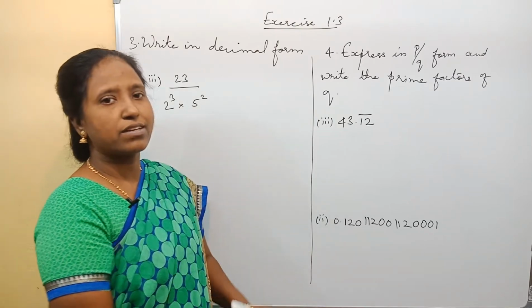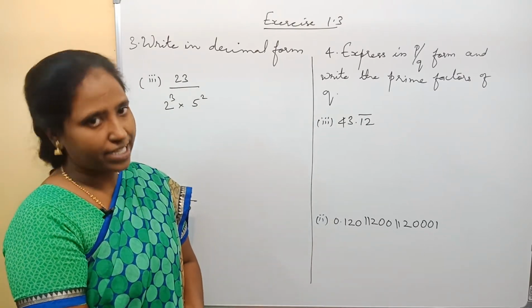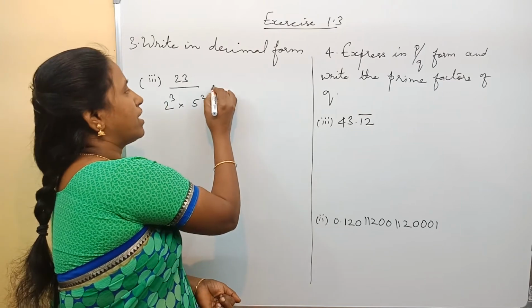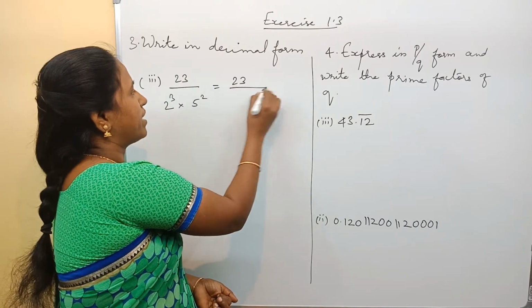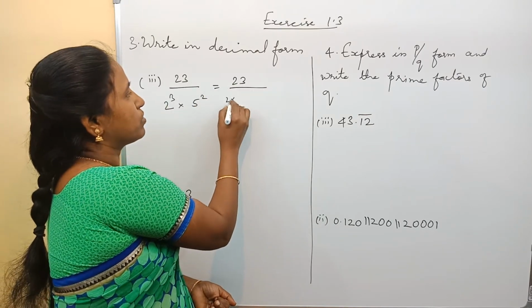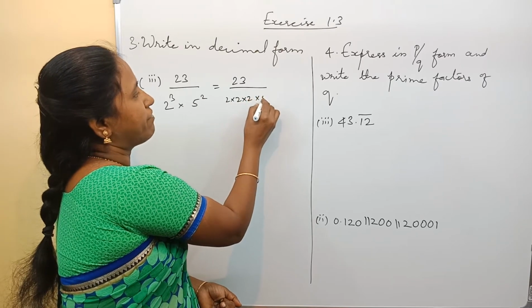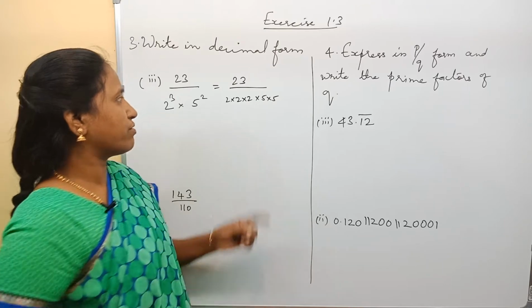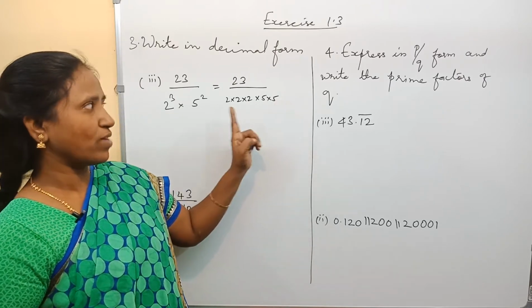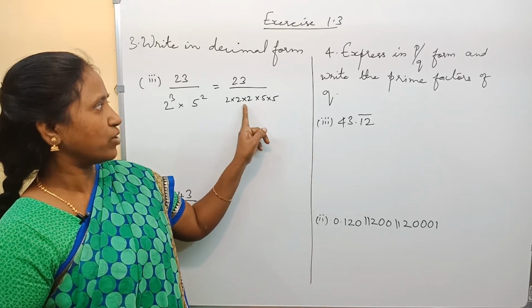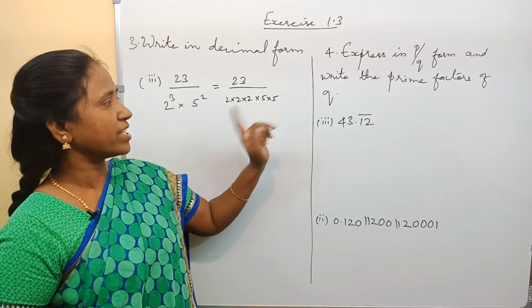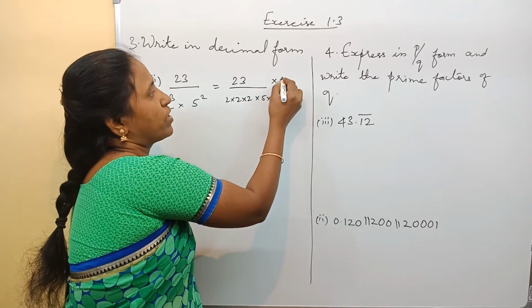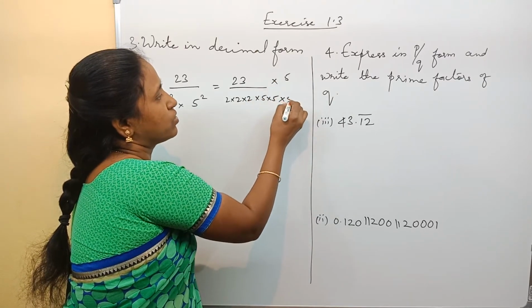We know the decimals are completely dependent on tens. So here we have 23 and here we have 2 into 2 into 2 and 5 into 5. 2 cube is 2 into 2 into 2 and 5 square is 5 into 5. And this 5 needs one more pair, that is 2 into 5, 10, 2 into 5, 10, and this 2 needs one more 5. So that's what we are going to do, into 5 into 5.